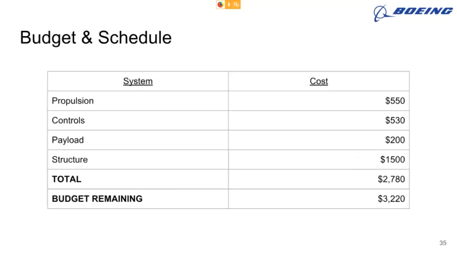So here is a basic budget schedule. This is an estimate. For propulsion, as you can see, we have about $550. Controls is $530. Payload is $200. Our structures is $1,500. And that leaves us with a total of $2,780 from our budget. And this is how much we have remaining, which is $3,220. And that's just an estimate, give or take.